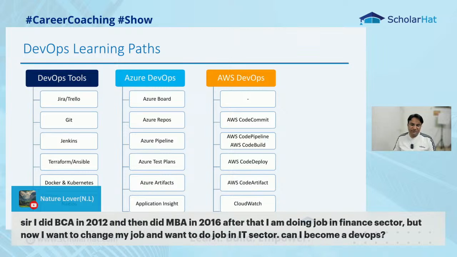Okay, someone is asking: I did my visa in 2012, did an MBA in 2016, and am doing a job in the finance sector, but I want to change my job to the IT sector. Can I become a DevOps engineer? Of course you can, but again, you have to put in a lot of effort for learning, because the DevOps engineer path is not easy. I'm telling everyone, whether you are a developer or an administrator, many people think the DevOps path is easy to follow. No, it's not, because we have many issues at the time of configuration and releases. It needs a lot of patience. It's a job of complete patience.